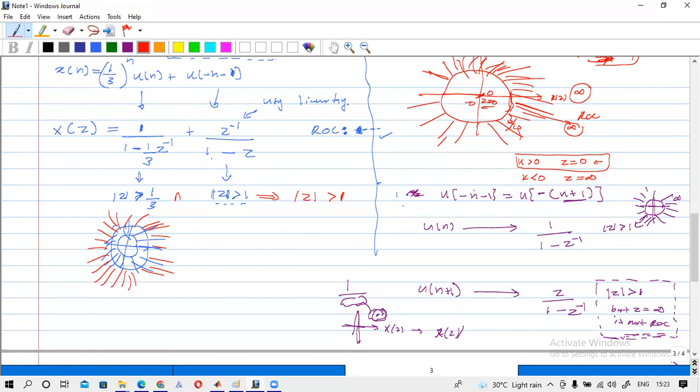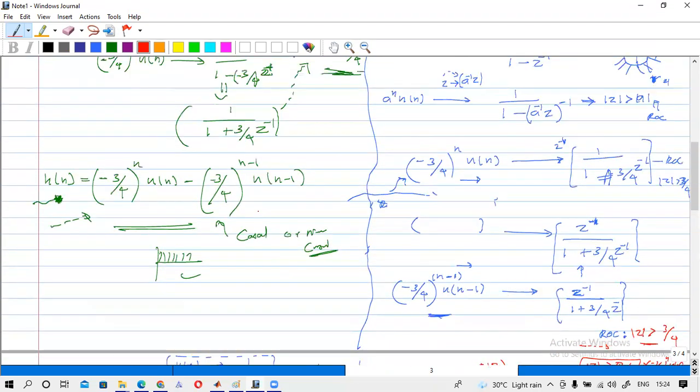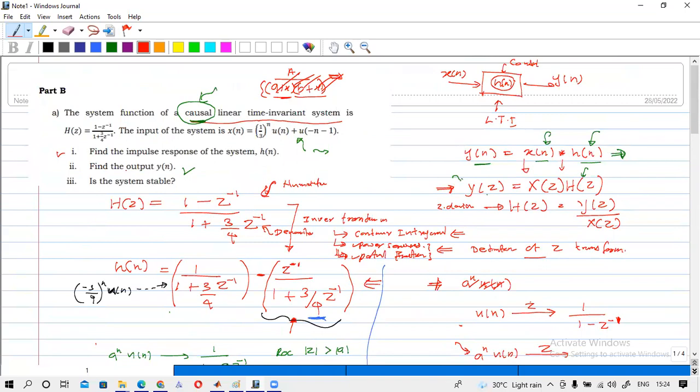Because z greater than 1 is common for this one also, and it is common for this one, but the intermediate region is not common. So this will be the common intersection, and this will be your ROC, correct? So you have found X(z) and you have found the ROC also. Now you have to find y[n].